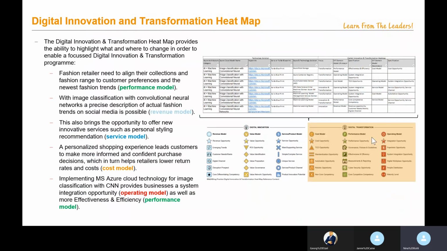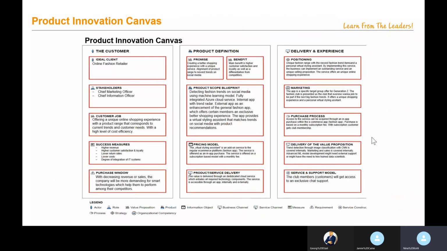And what we can see here is that by optimizing the performance, cost, and operating model, we do have a digital transformation opportunity. But we also have a digital innovation opportunity by enhancing our revenue model and service model. And how this could look, I would like to show you with the product innovation canvas, how the design of these new services could look like.